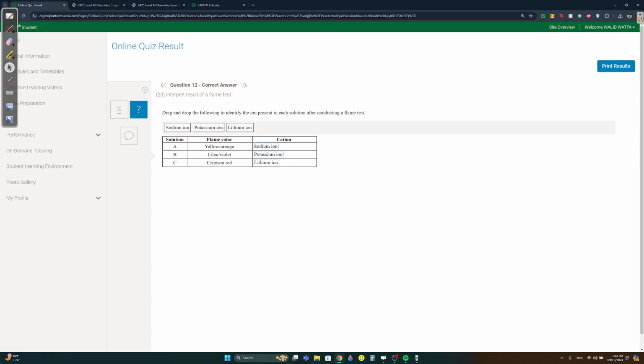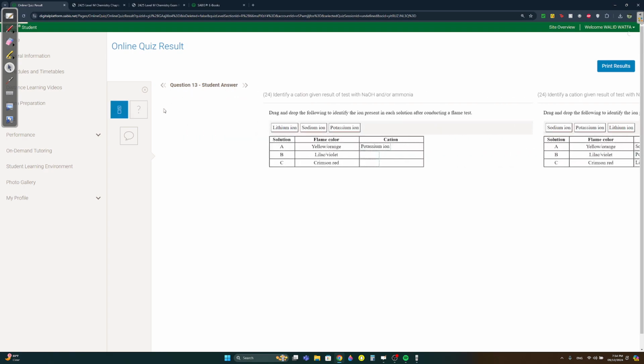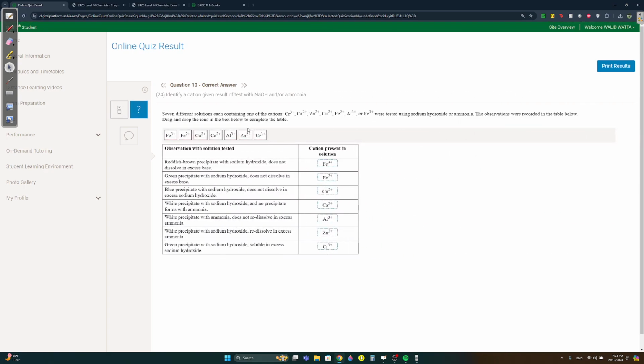If the flame is yellow-orange, it's going to be Na plus, yeah, sodium. If it's lilac-violet, it's going to be K plus, potassium. If it's going to be crimson-red, it's Li plus. Question 13. Several different solutions, okay.